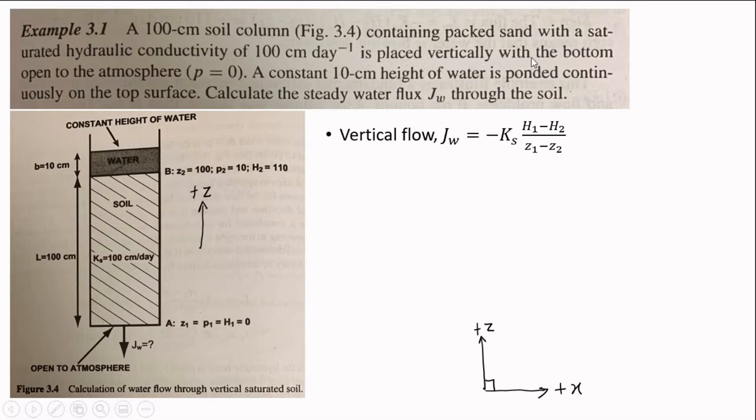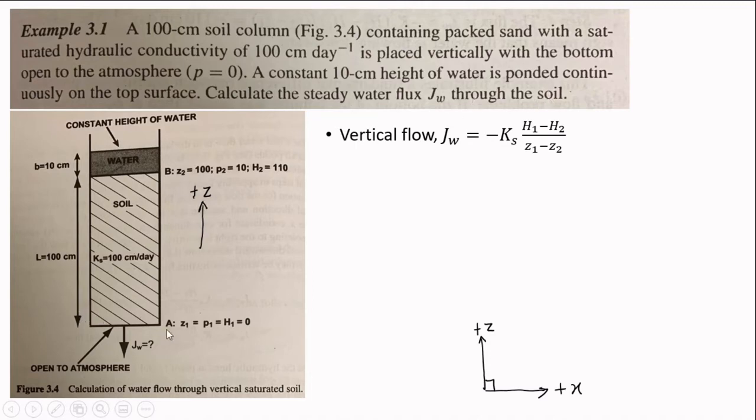It is placed vertically with the bottom open to the atmosphere. The bottom is open to the atmosphere, which means the pressure at the bottom is 0. A constant 10 centimeter height of water is ponded continuously on the top surface. So they provide a 10 centimeter level of water, and the level is 10 centimeters all the time. Then you are asked to calculate the steady water flux JW through the soil.